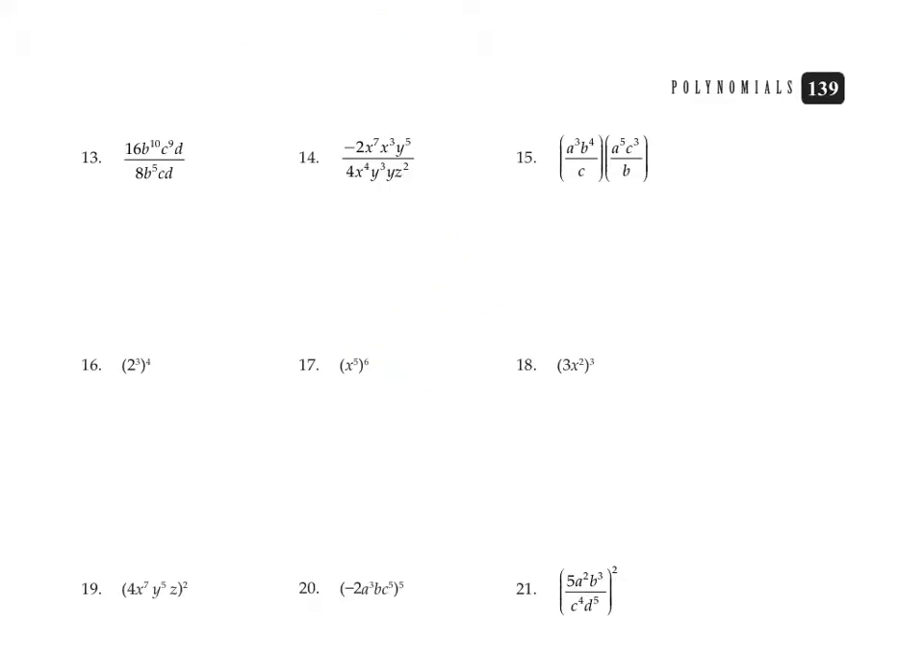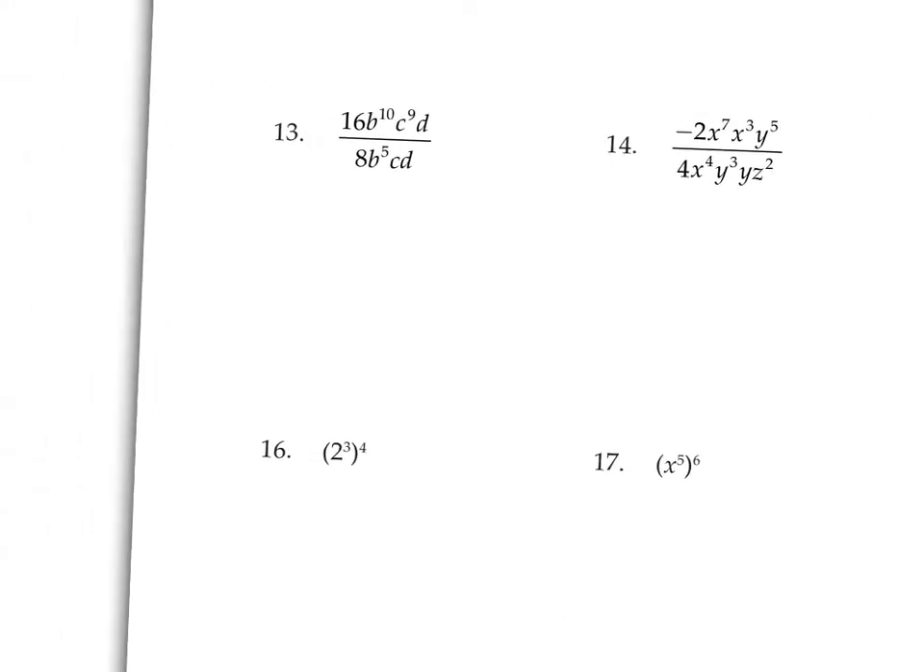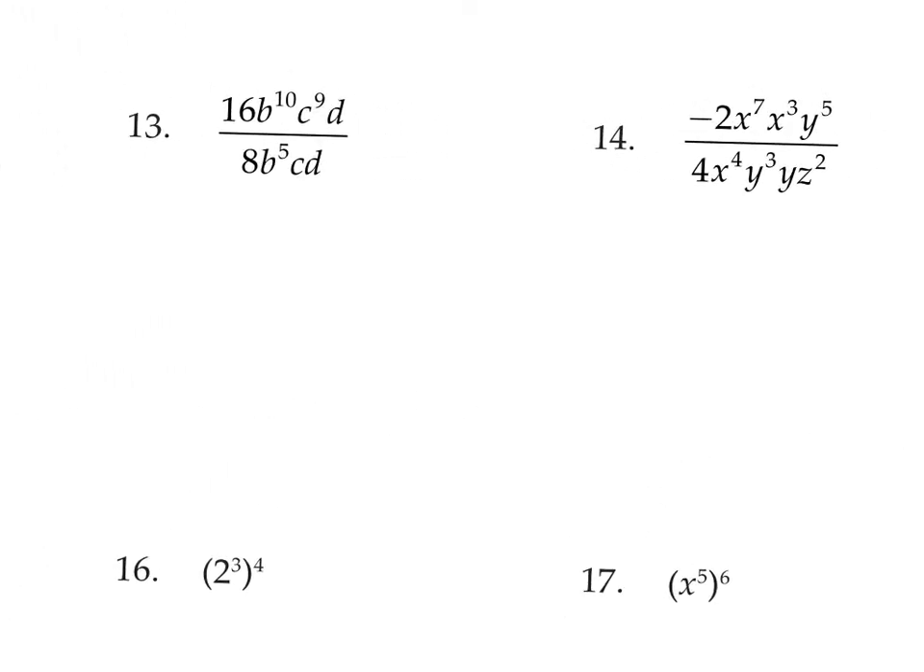All right, on this page, they start to get a little more complicated. We got to remember our rules. This first question is definitely division. So we're going to start with the coefficients, 16 over 8. Okay, that divides out to make 2. With the b's, we're going to subtract the exponents. 10 minus 5 makes 5. With the c's, 9 minus 1 makes 8. And the d's will cancel because they're exactly the same.